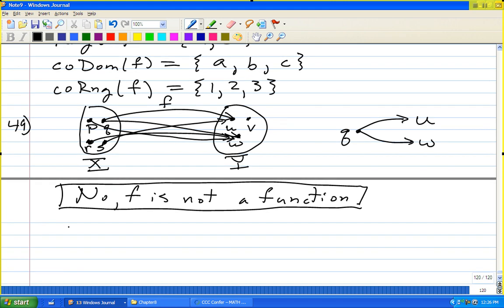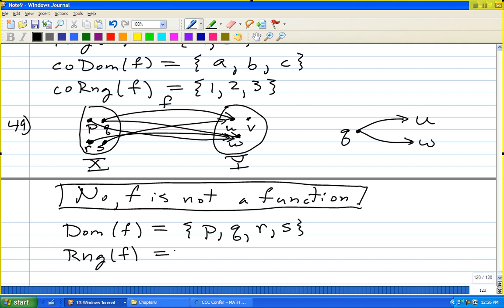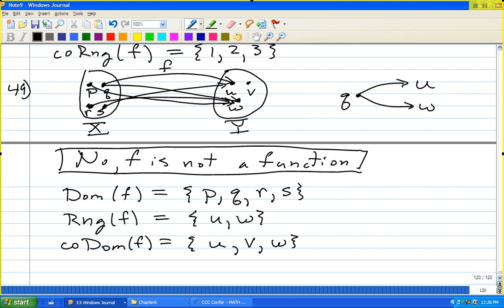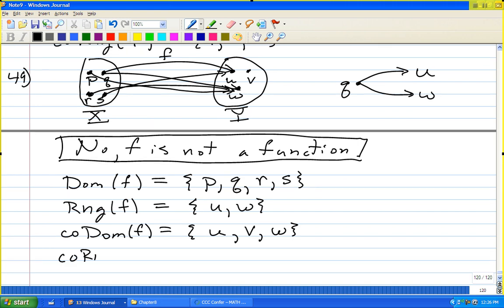Let's find the domain of F. Well, the set of all inputs: P, Q, R, S. The range of F, the set of all outputs: U, W. Let's figure out the codomain. So my codomain is U, V, W. And let's figure out the co-range. The co-range is, well, P, Q, R, S.